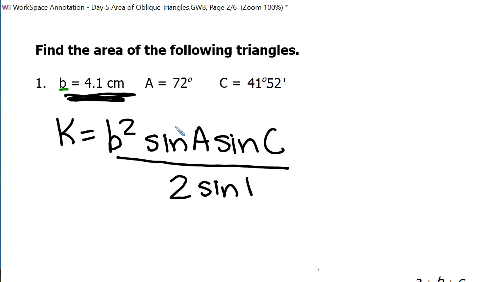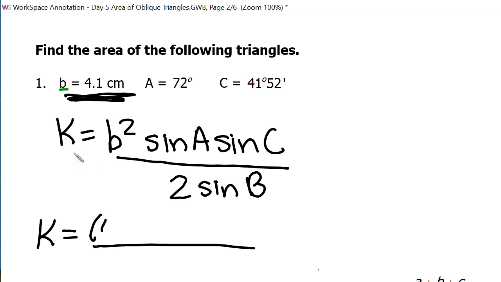So again, this is formula based. Make sure you have the right formula. And once you have the correct formula, just substitute in the values. So what do I put for B? So 4.1 needs to be squared. Then we have the sine of A. What do I put? 72 degrees.